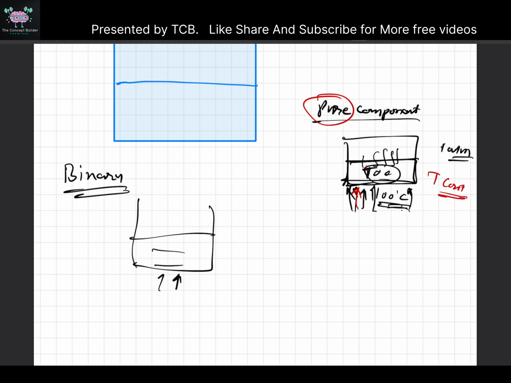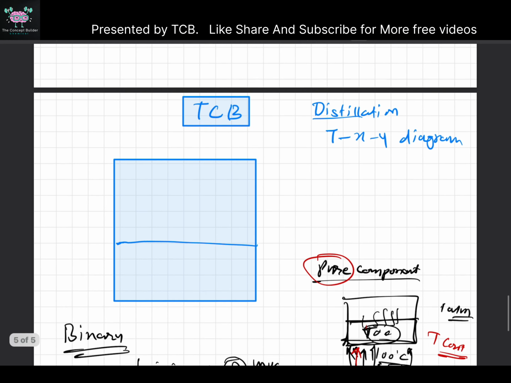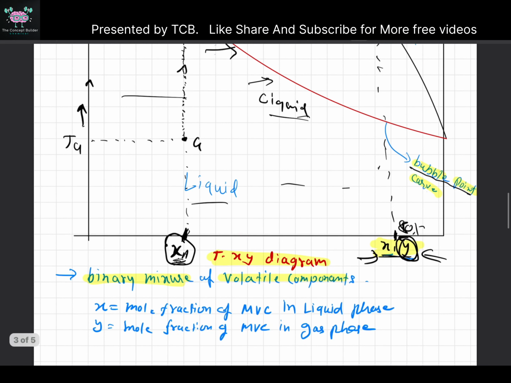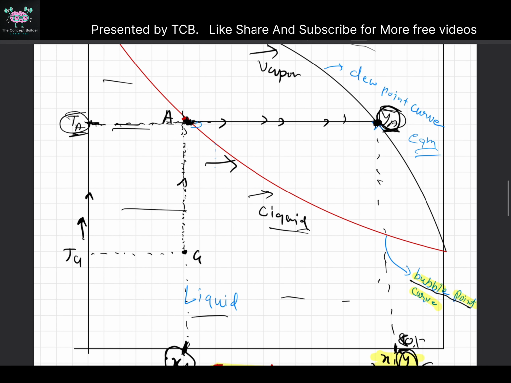When you heat a binary mixture, its temperature will increase, it will change. Why? Because the more volatile component will go into the vapor phase, and as it is more volatile, more of this component will go into the vapor phase. That means more of B, the heavy component, will accumulate in the liquid. That's why the composition of the liquid changes, and that's why different compositions of liquid have different saturation temperatures. Let me explain here.